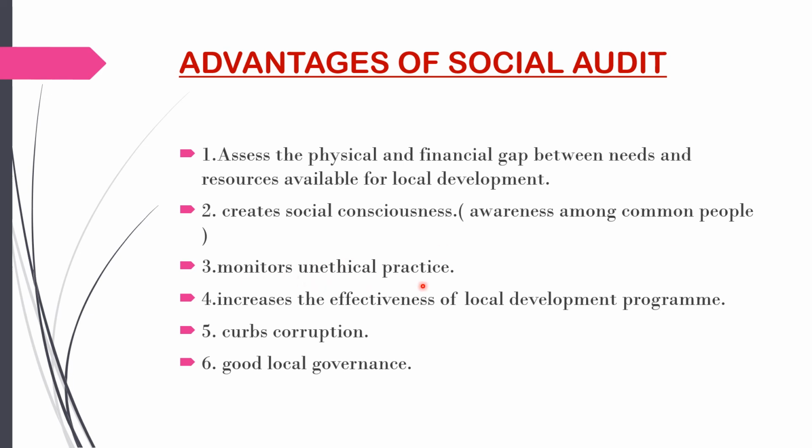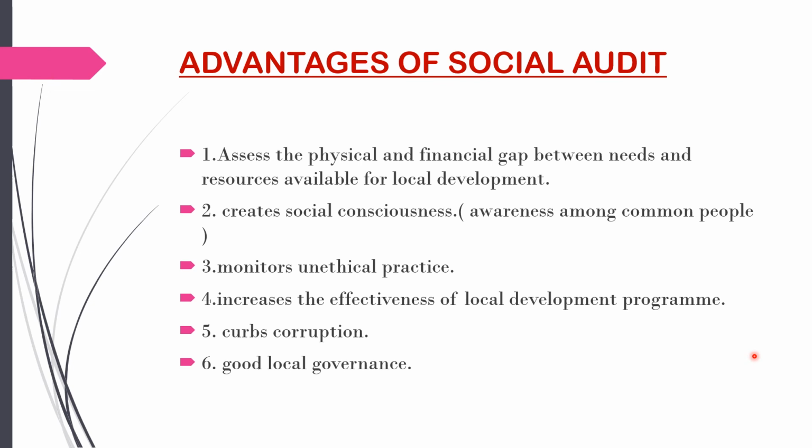It monitors unethical practice, as we just discussed the ethics point. So any unethical practices going on, social audit definitely monitors it. It increases the effectiveness of local development programs. So many governments come and they announce so many local programs. So effectiveness is being judged by the social audit. It definitely curbs corruption when people are aware and there is transparency about what finance is being given to them and how it is being put to use. So it will definitely curb the corruption, and social audit also helps in good local governance.